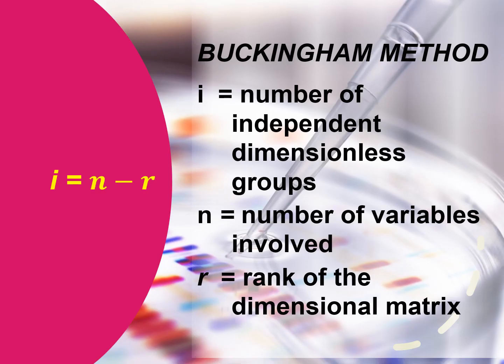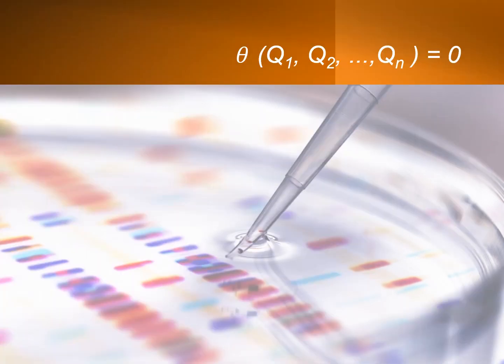According to this theorem, the number of independent dimensionless groups used to describe a situation involving n variables is equal to n minus r, where r is the rank of the dimensional matrix of the variables. Suppose there are n variables. The functional relationship between the variables can be written as a function of q1, q2, until qn, and that is equal to 0.